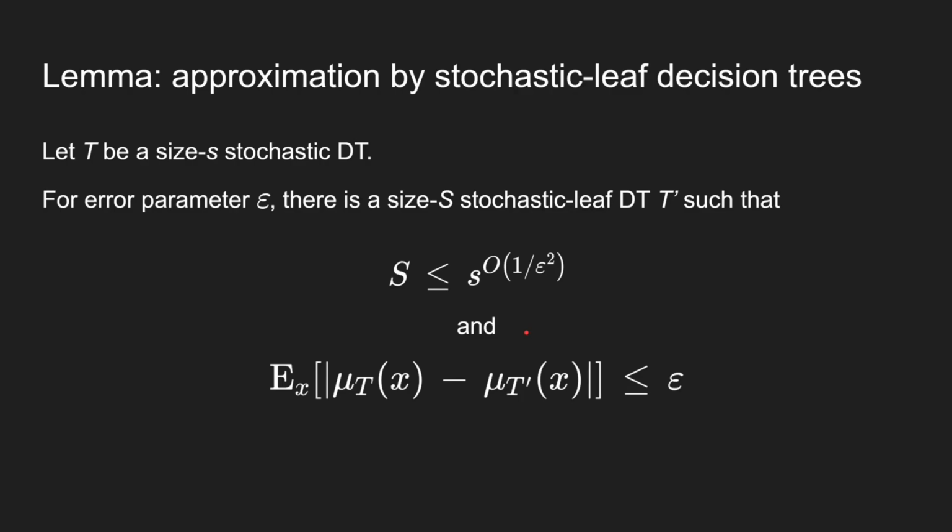So here's a formal statement of our stochastic leaf lemma. Let T be a stochastic decision tree of size S and epsilon be an error parameter. Then there is some tree T prime, which has the stochastic leaf property and is of size S to the O of 1 over epsilon squared, and its absolute value distance from mu_T is at most epsilon.